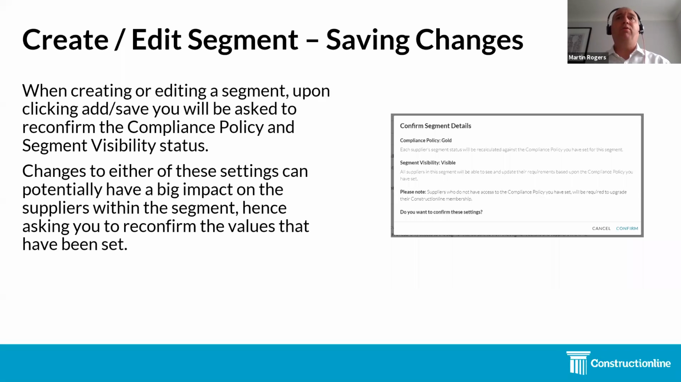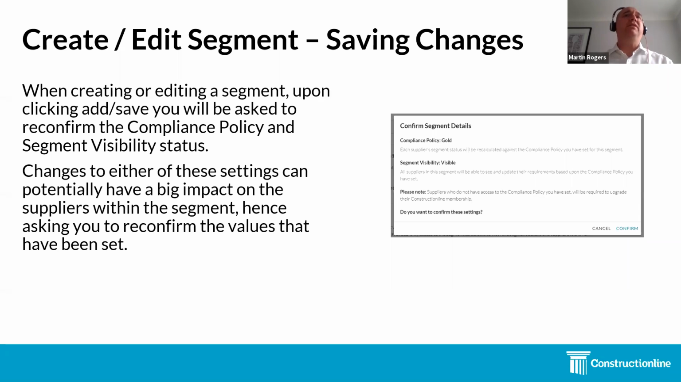As an example, if the segment was visible to them and you decide to edit the segment and make it invisible to them, that connection will be lost on the supplier side, so they will no longer be able to see that segment. Similarly, if you decide to change the compliancy, whether you move it up or down, so if you go from silver to gold, or perhaps from gold to silver, when you confirm those changes, the system will automatically recalculate the segment compliance status for every single supplier or contractor in that segment.